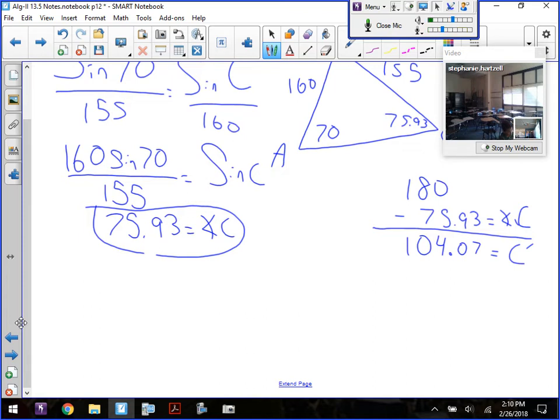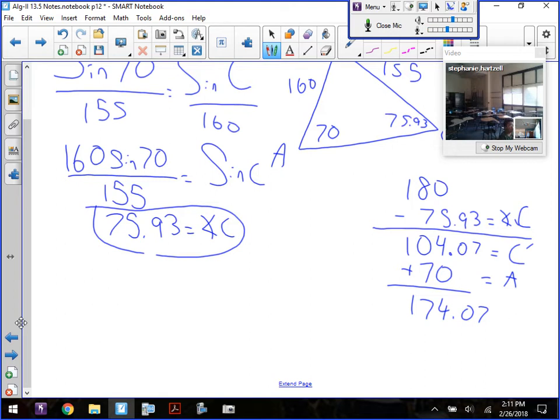And now I'm going to take that 104.07. I'm going to add that to my original angle given. The original angle given to me was how much? 70. If I do this, off to the side, I always write what I'm doing, 70, which is angle A. I'm going to add that, and I get 174.07. Are there enough degrees left to make another triangle?